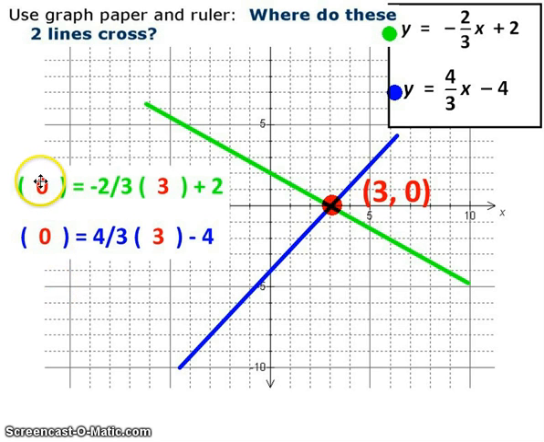Is it true that 0 is equal to negative 2/3 times 3 plus 2? Well, double check if you need to. Negative 2/3 of 3 is negative 2, and negative 2 plus 2 is 0. So that one worked. 4/3 of 3 is 4, and 4 minus 4 is 0, so that one worked as well. So this is the right set of coordinates. 3, 0 is the solution to this system.